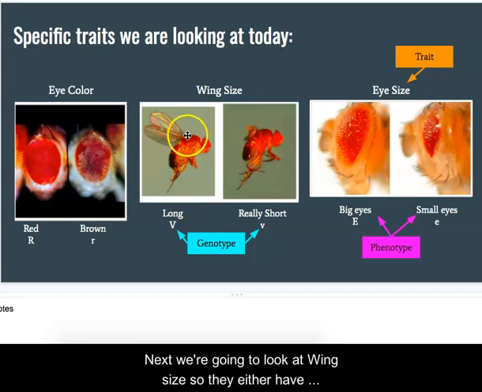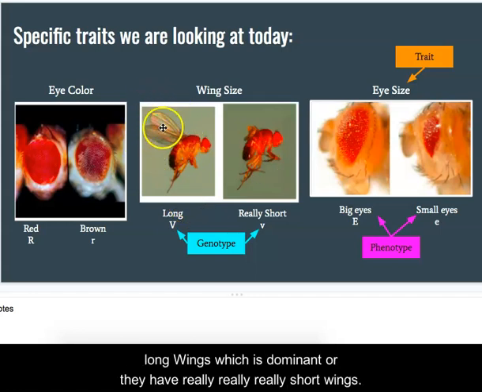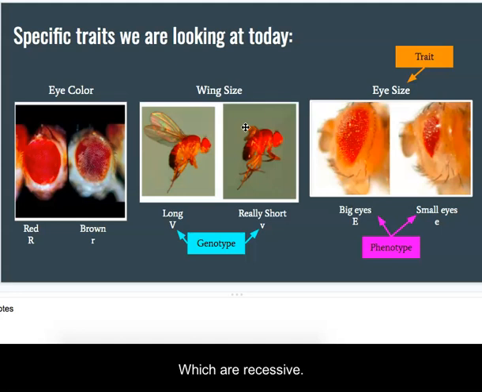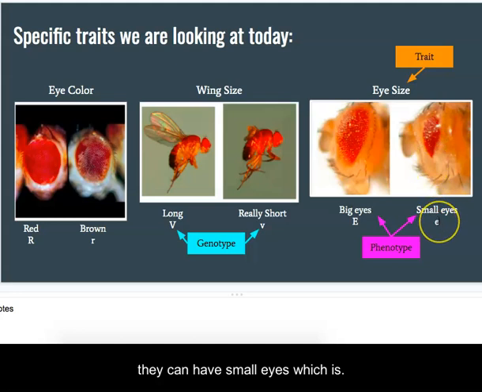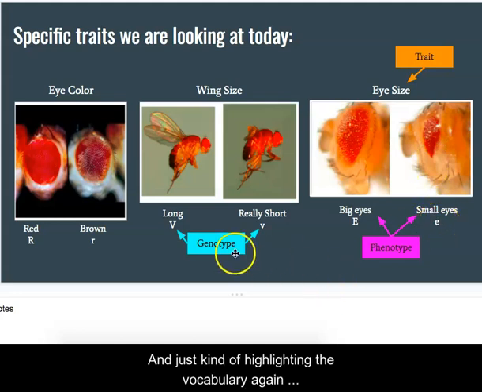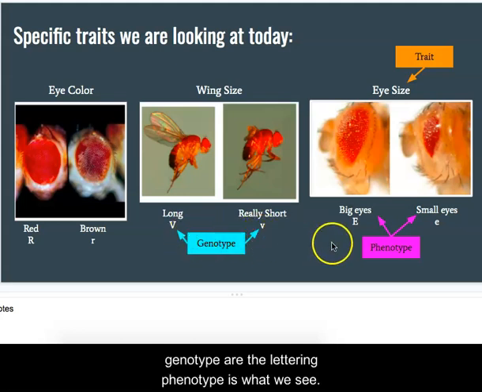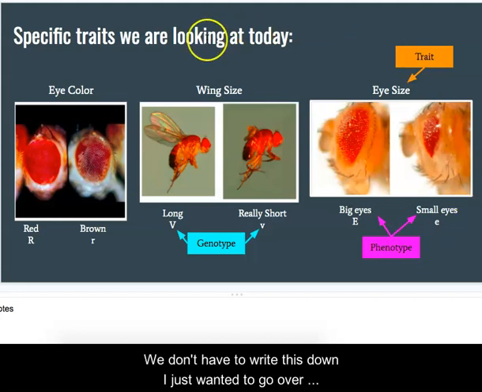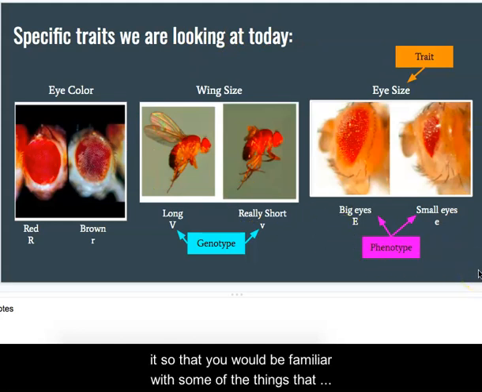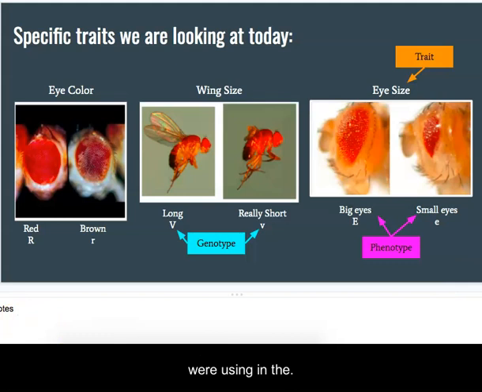Next, we're going to look at wing size. They either have long wings, which is dominant, or they have really short wings, which are recessive. And then eye size, they can either have big eyes, which is dominant, or they can have small eyes, which is recessive. And just highlighting the vocabulary again, genotype are the lettering, phenotype is what we see in terms of the different versions. Okay, so you don't have to write this down. I just wanted to go over it so that you would be familiar with some of the things that we're using in the lab.